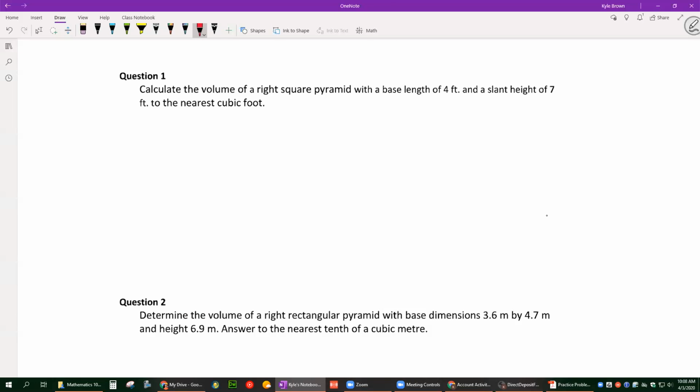Calculate the volume of a right square pyramid with a base of 4 feet and a slant height of 7. So the volume of a right square pyramid. What does that mean?